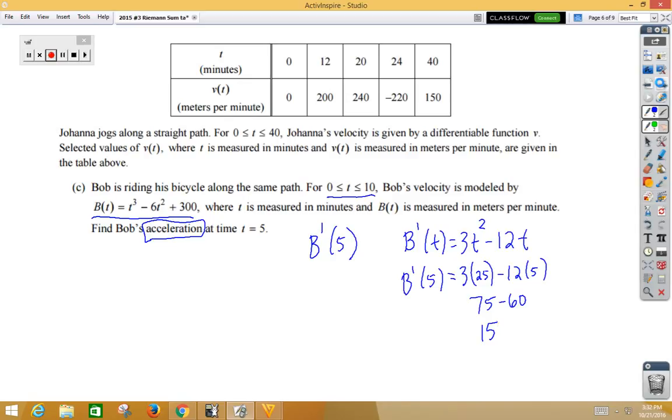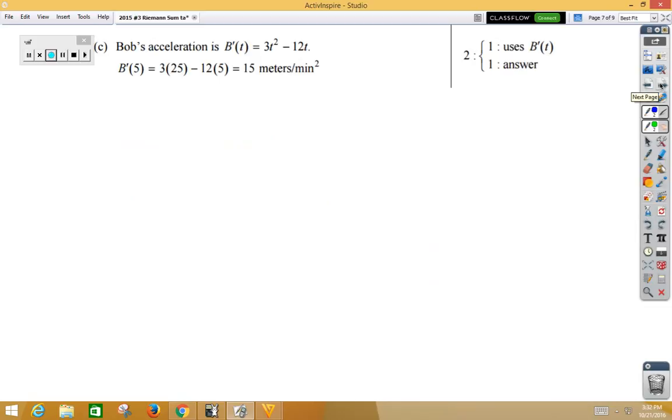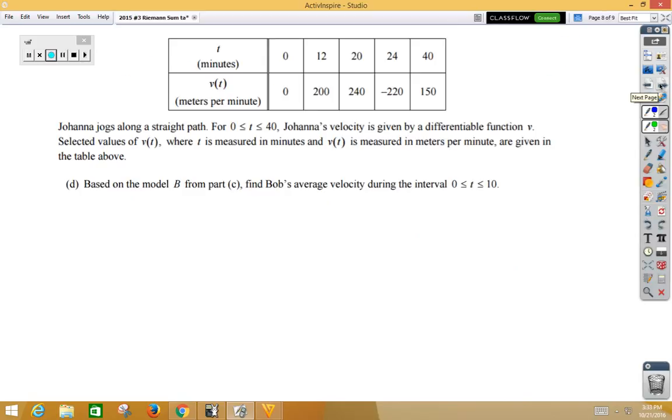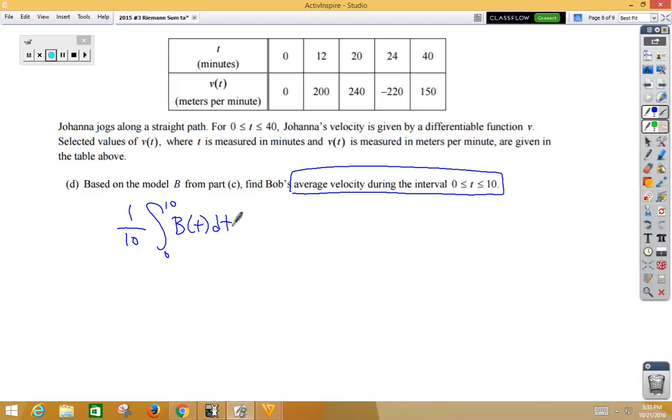And notice in our answer we need to make sure to put the correct units, meters per minute squared. 1 point for the derivative, 1 point for the answer. Finally, part D, based on the model B from part C, find Bob's average velocity during the interval from 0 to 10. So an average means we're going to do 1 over 10 integral from 0 to 10 of the function that they gave us, b of t dt.